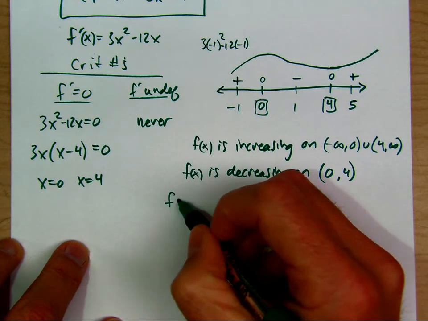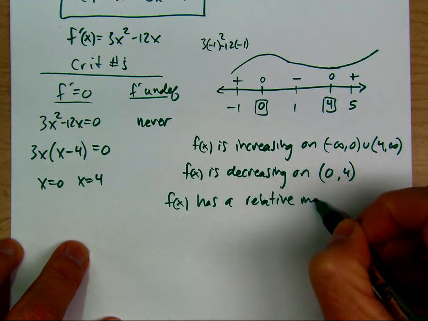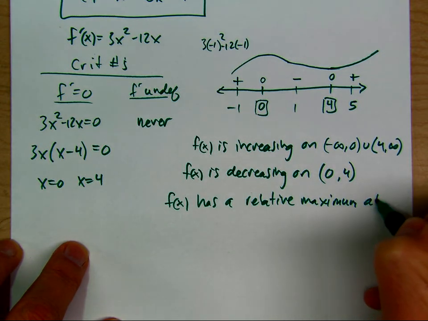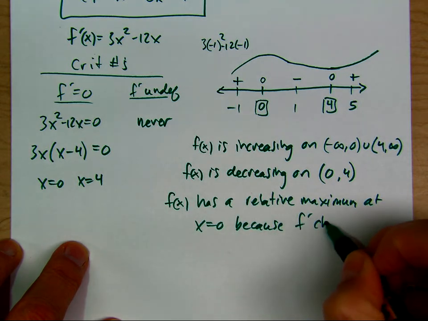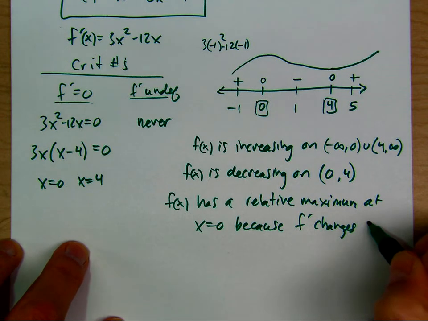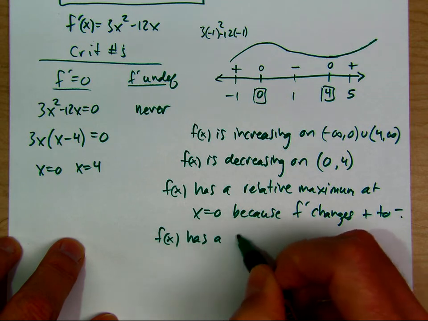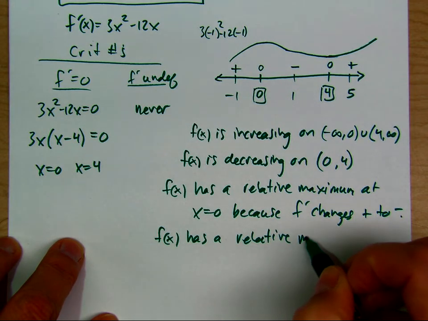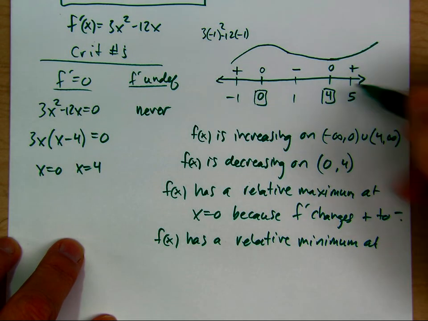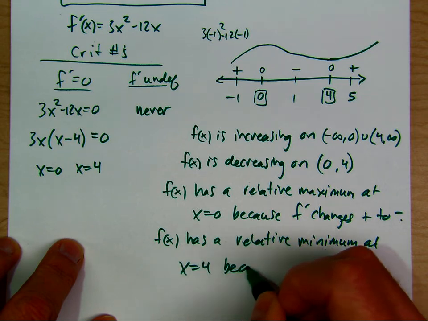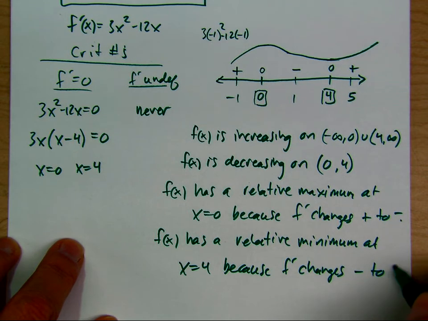And f of x has a relative maximum at x equals 0 because f prime changes from positive to negative. Okay, relative minimum at x equals 4 because f prime changes from negative to positive.